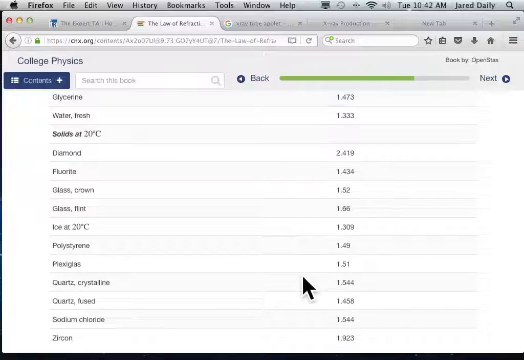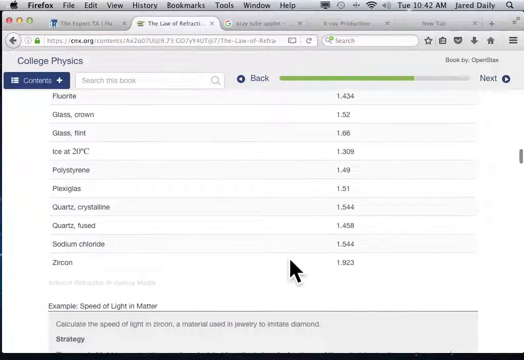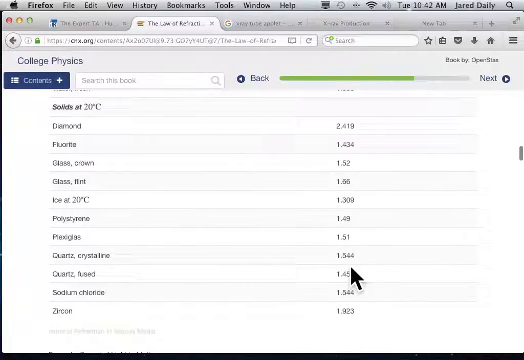So diamonds are great. Glass, not so much. 1.5. It's more like water or glycerin. Zircon, 1.9. Guess what we make fake diamonds out of? It's much closer to diamond than water. We make it out of zircon, which is what they call cubic zirconium. Cubic zirconium is just a type of crystal made of zircon.